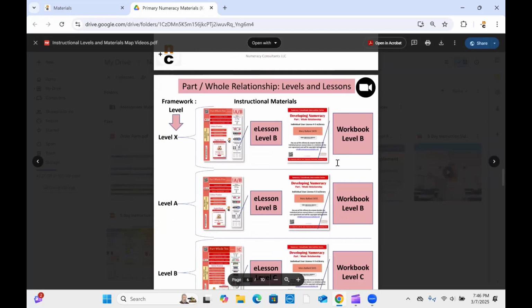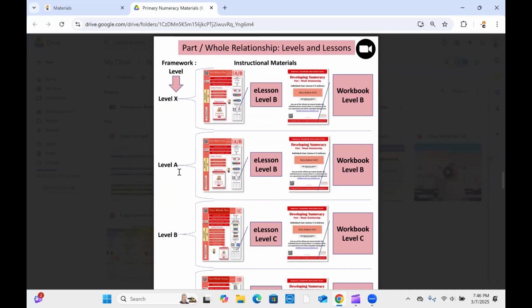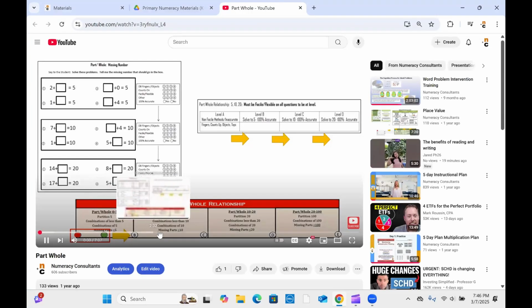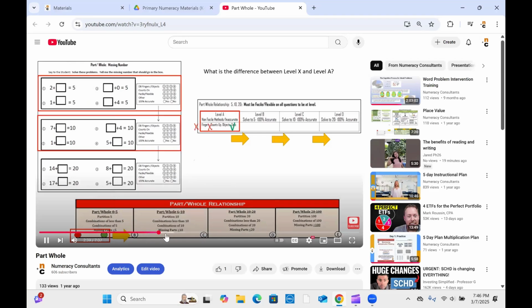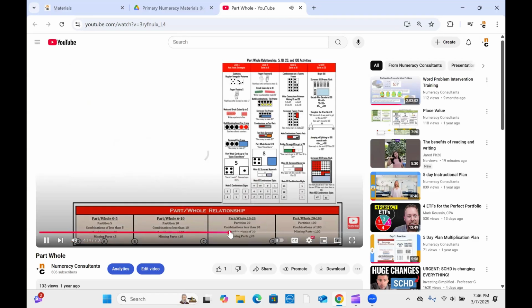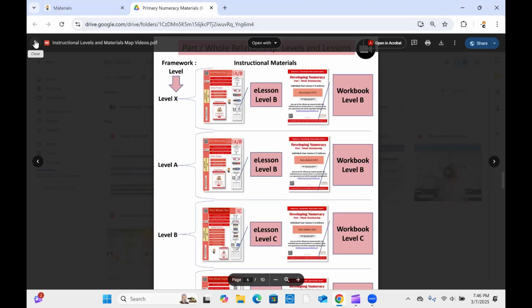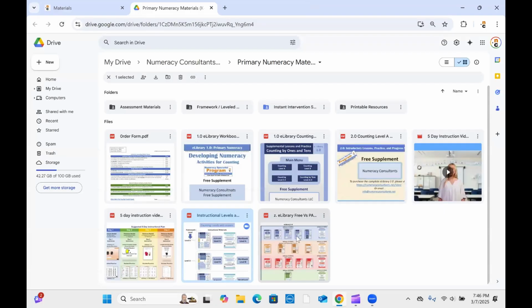So this is a great resource. It's almost a cheat sheet. When you have their tested level, if they're a level A on the framework, I go to level B e-lessons, and I go to level B in the workbooks. And again, there are little videos up there, about 7 to 10 minutes long, that go through and show you everything about how to use that framework and how to use that leveled activities guide. So a great resource to use is the instructional levels and videos map, which is right there.